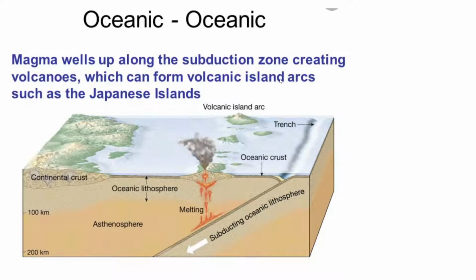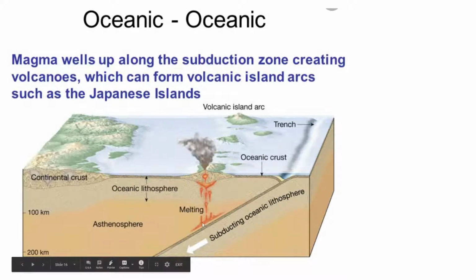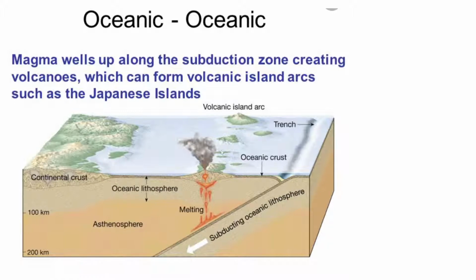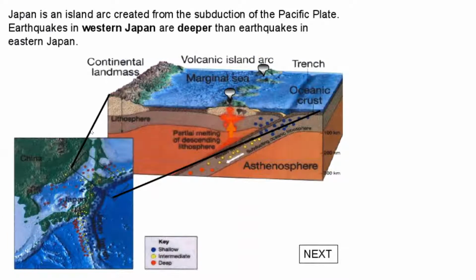And here's a side view of it. This would be like the Japan Trench over here. And the subducting ocean lithosphere, that's the ocean crust going underneath, then melting and rising up. These would be the Japanese islands, and then this would be the Sea of Japan. This would be the mainland over there.